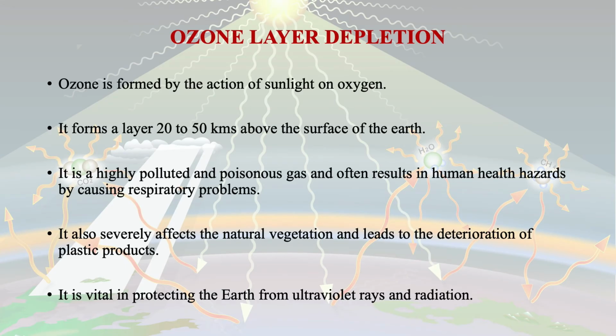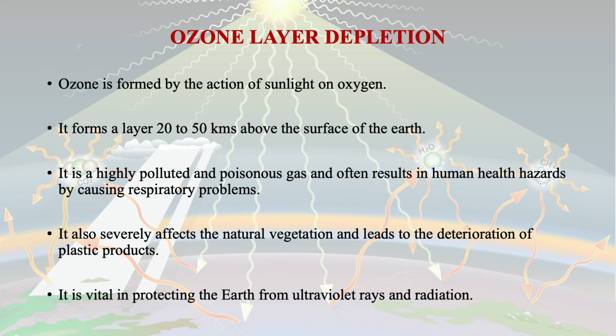And the next important thing is ozone layer depletion. I have already explained how the ozone layer is getting depleted. Ozone is formed by the action of sunlight on oxygen. It forms a layer 20 to 50 kilometers above the surface of the earth. It is a highly polluting and poisonous gas, often resulting in human health hazards by causing respiratory problems. It also severely affects natural vegetation and leads to the deterioration of plastic products.